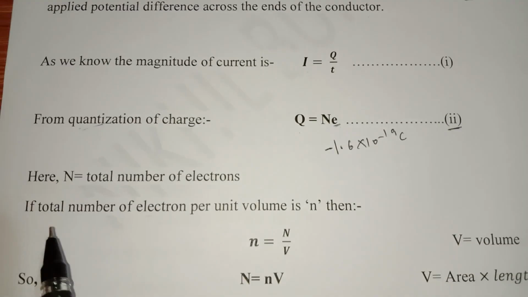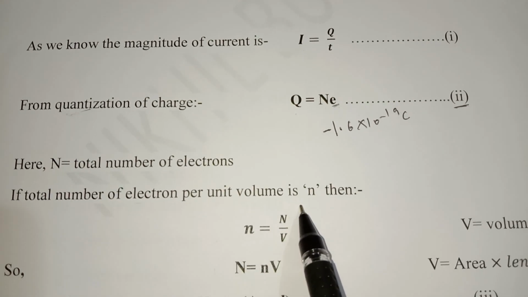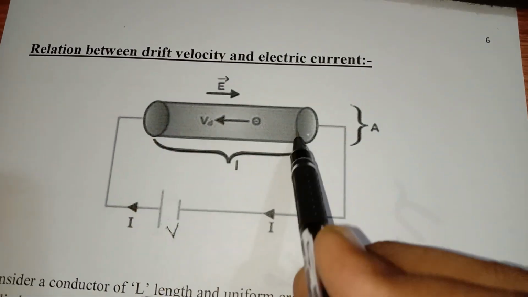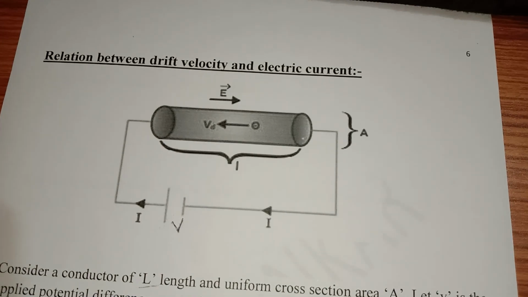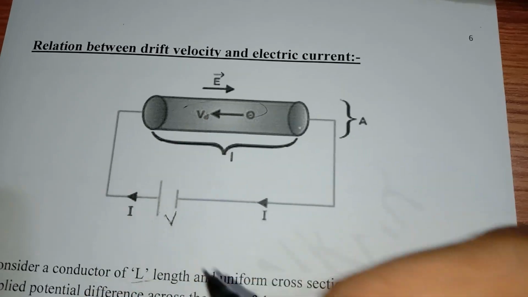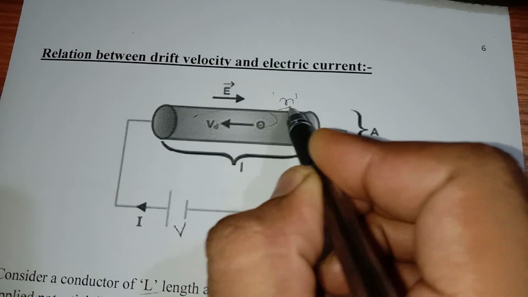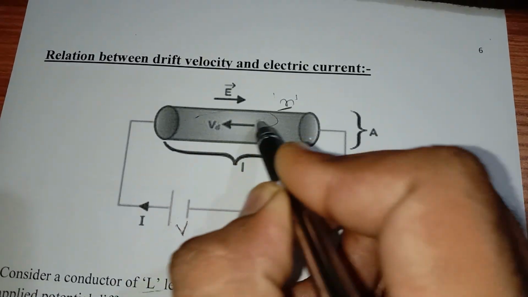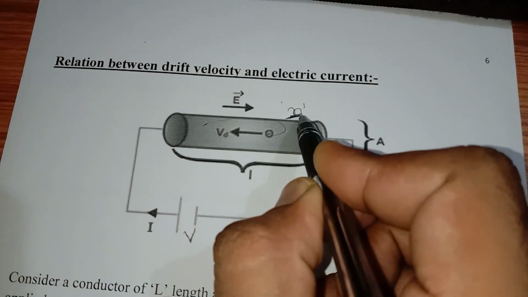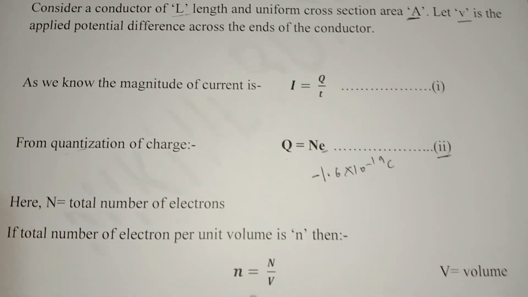Now, if the total number of electrons per unit volume is small n, as you can see in the diagram, this is the L length of conductor. Let us consider the volume of the whole conductor. So inside the whole volume of the conductor, the total number of electrons present is to be considered as small n.